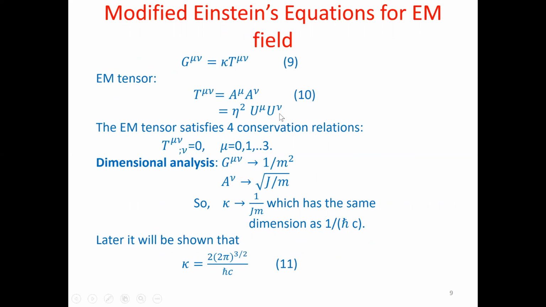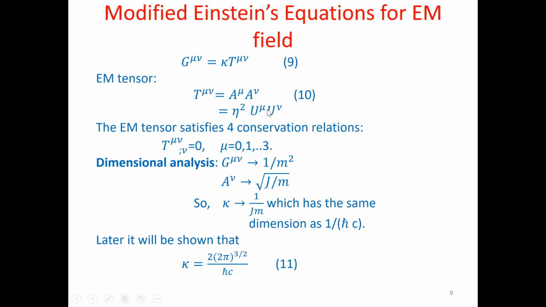For the EM field case, we modify Einstein's equations as here. Here the left-hand side is the same as in Einstein's equations, the Einstein tensor G, and on the right-hand side, instead of the stress energy tensor, we replace it by the electromagnetic tensor given by this equation here as an outer product of EM vector potentials, and kappa is some constant connecting these 2 tensors. And in terms of eta and 4-velocity, it can be written in this form.